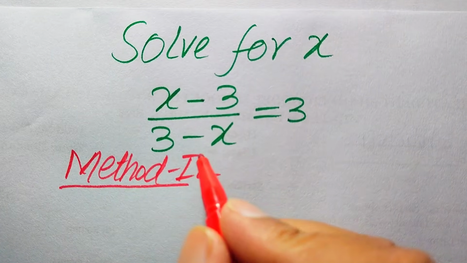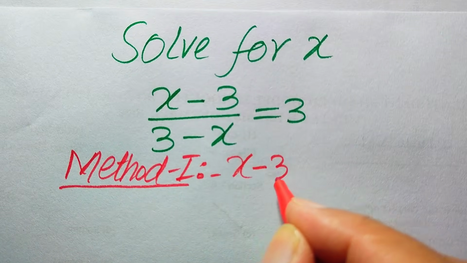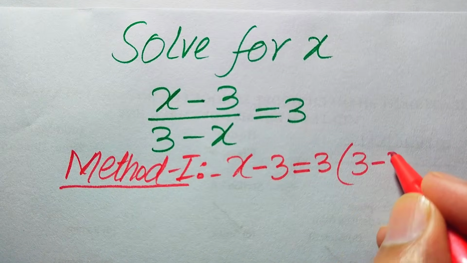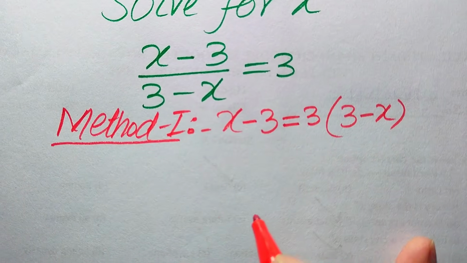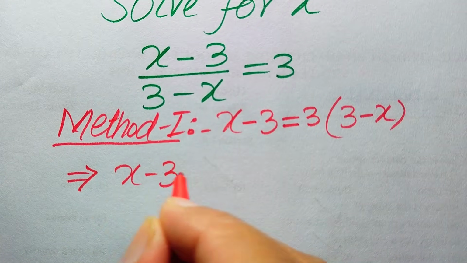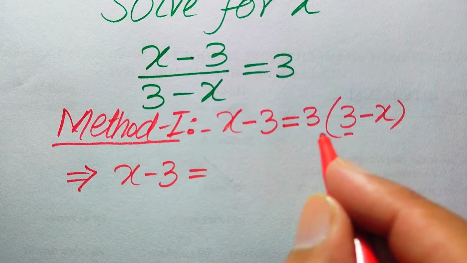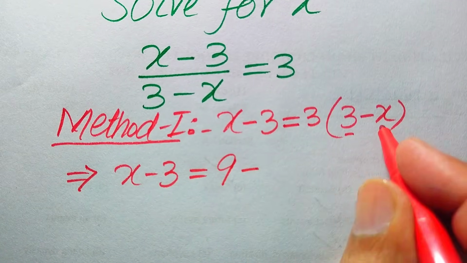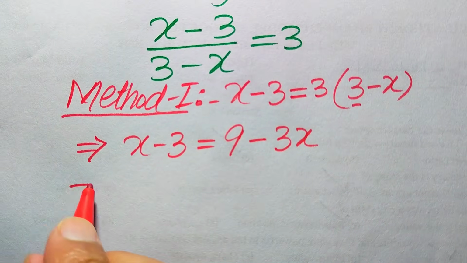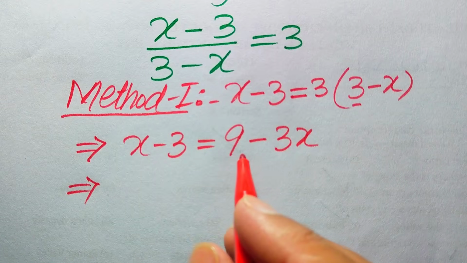In the first method, we move the term 3 − x to the right hand side, and we get x − 3 equals 3 times (3 − x). Further, in the next step, we simplify the right hand side, multiplying the 3 separately on both of these two values, and we get 3 threes are 9 minus 3 times x becomes minus 3x.